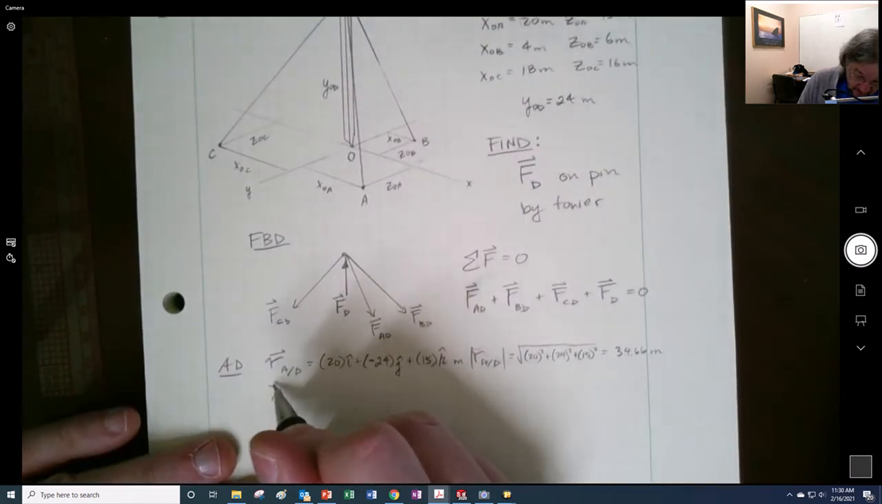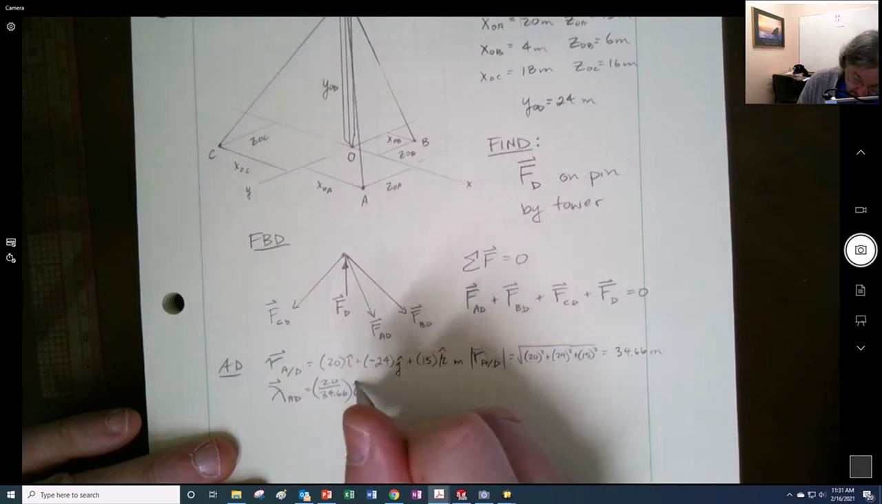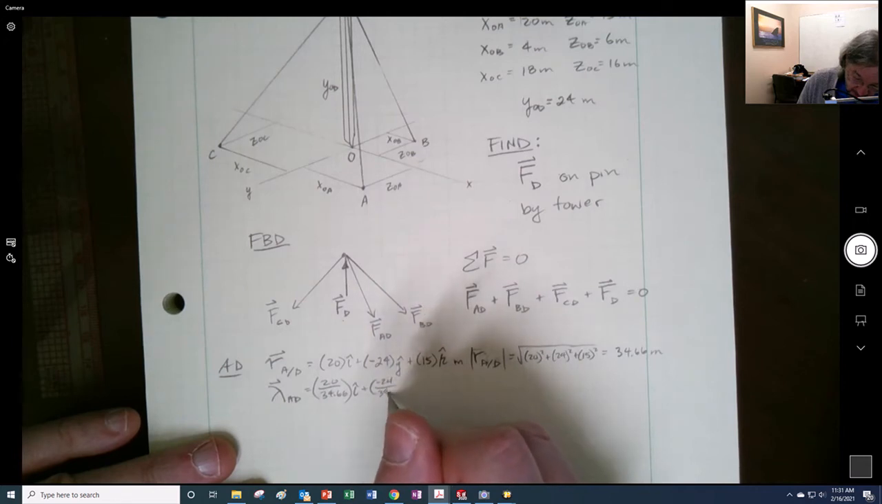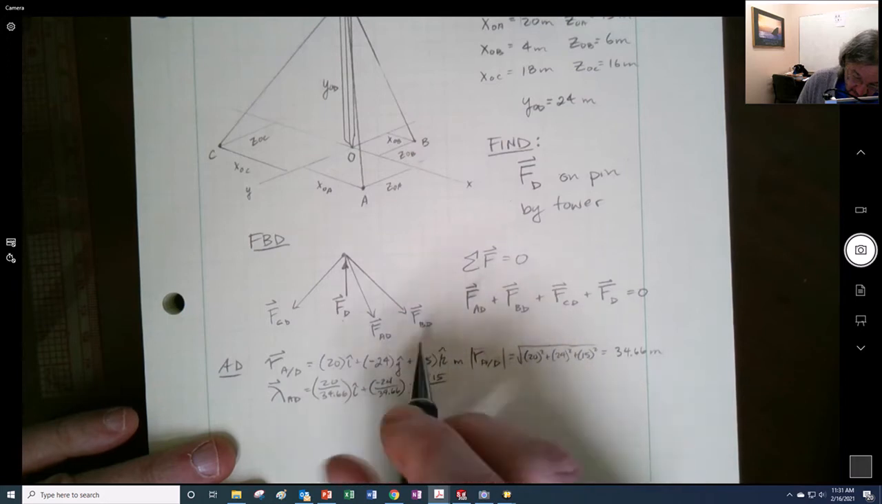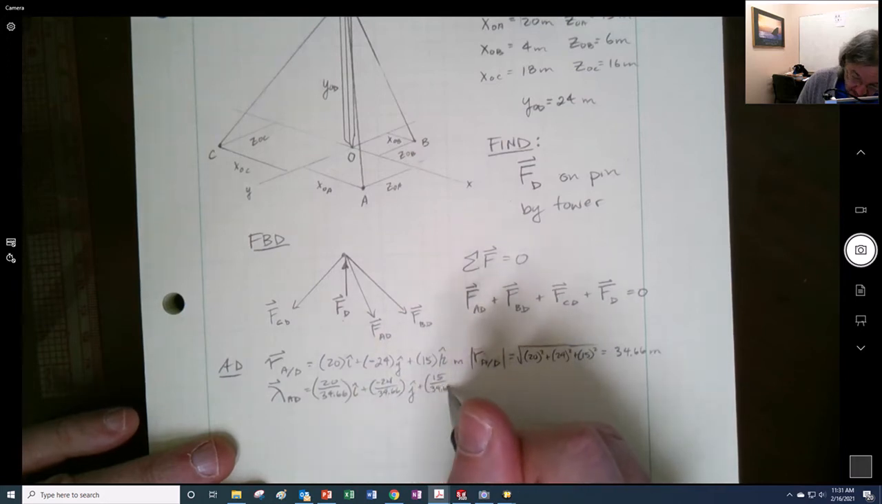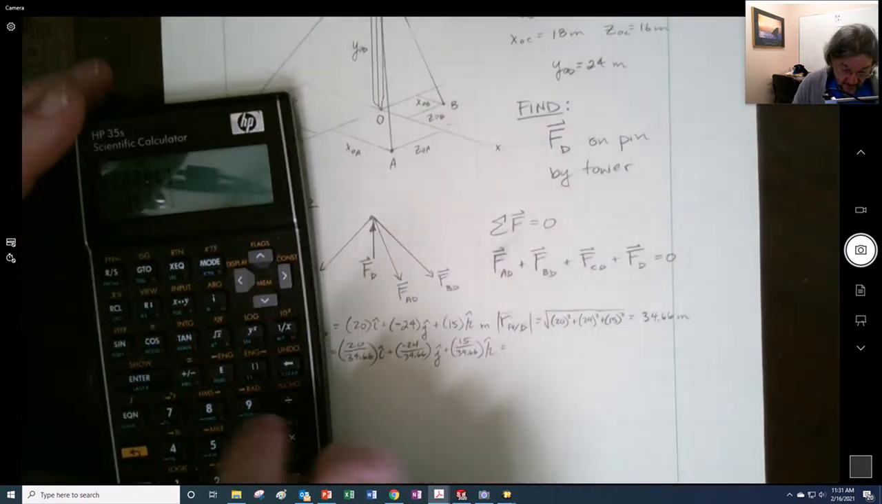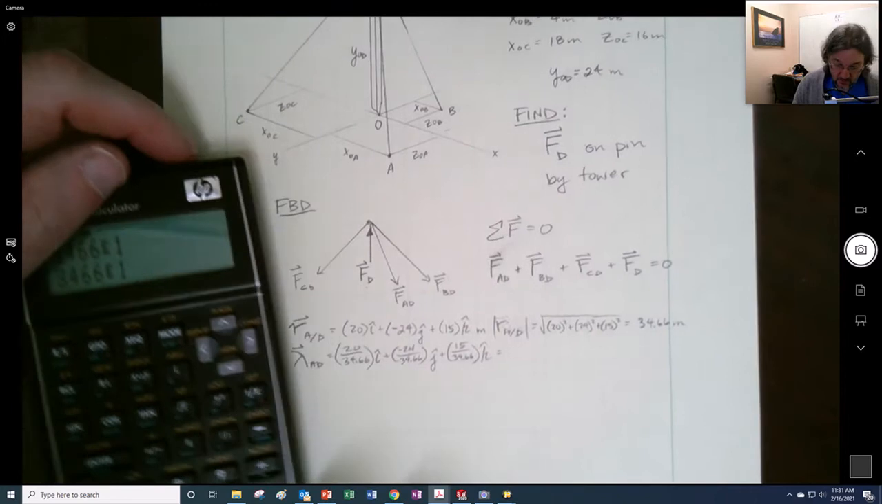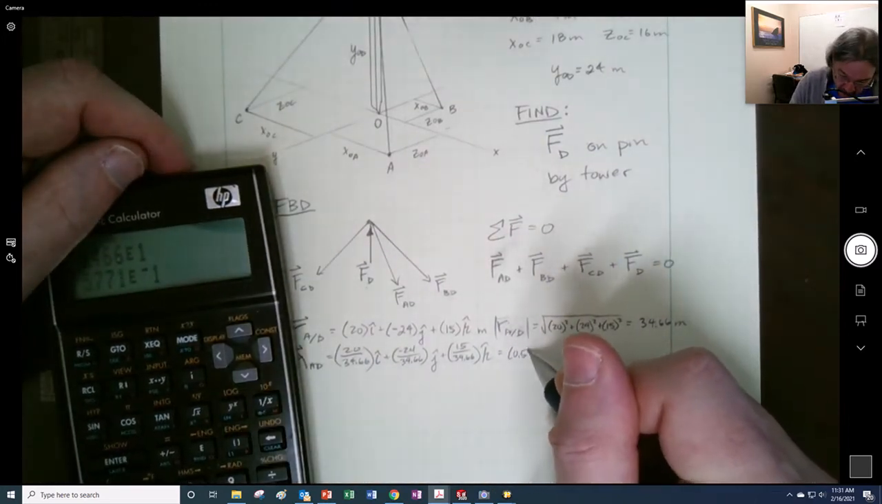And so we want to get our unit vector for AD, and we have 20 divided by 34.66 i, negative 24 divided by 34.66 j, and 15 divided by 34.66 k. And populate that in the stack at 20, and I get 0.5771.